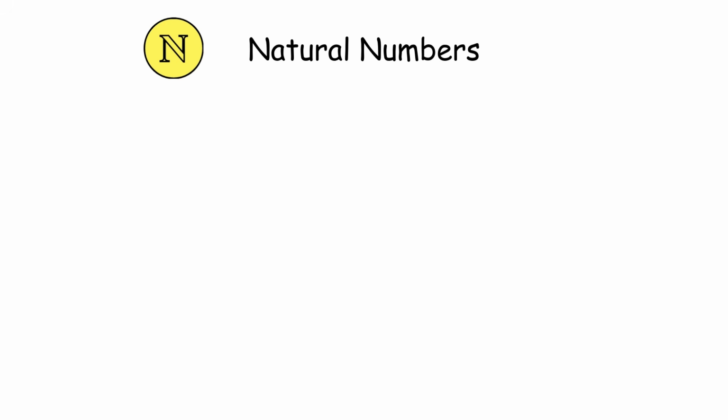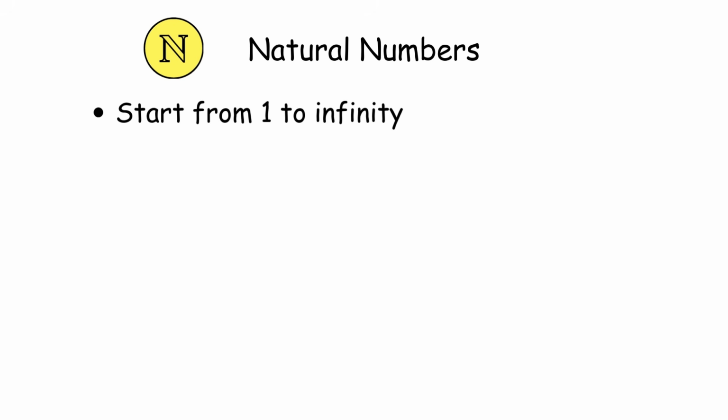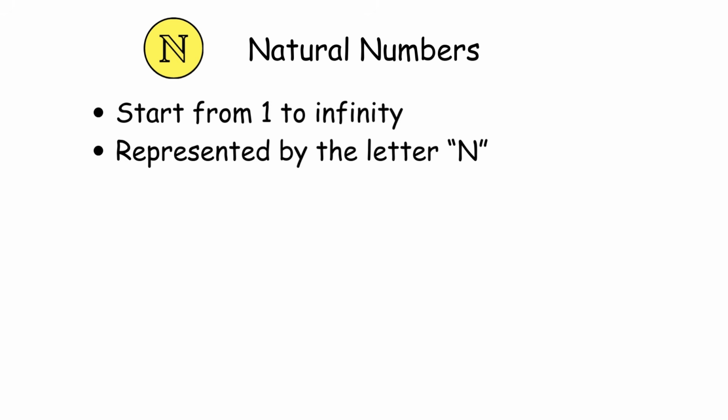Natural numbers. Natural numbers are the most basic numbers used for counting. They start from 1 and continue indefinitely, like 1, 2, 3, and so on. The set of natural numbers is represented by the letter N. The natural number set is defined as follows.